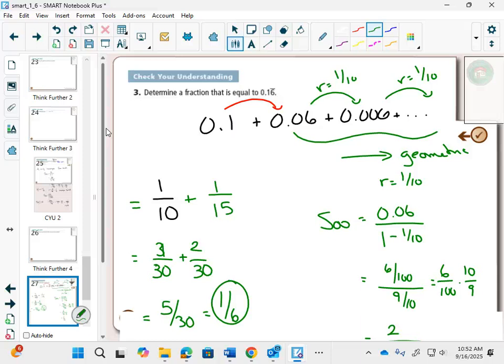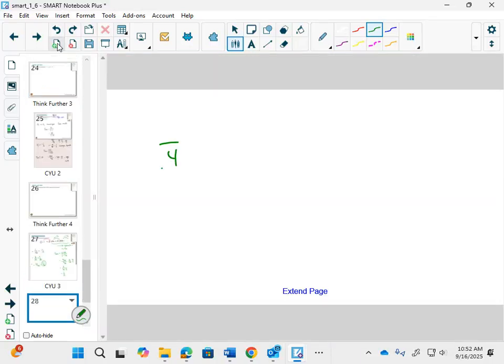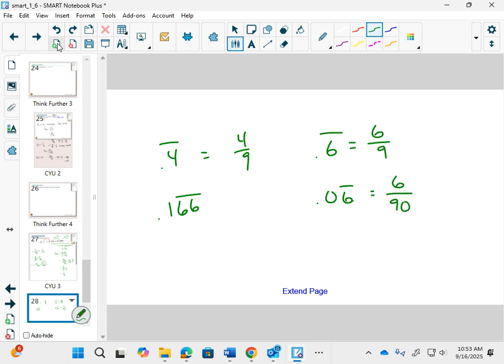Okay? Another easy way to do this question is, I mentioned earlier that 0.4 repeated is 4/9. 0.16 repeated, well, if 0.6 repeated is 6/9, and I move the decimal place over 1, that's like dividing by 10. So that's a quick way to figure out that 0.06 is 6/90.